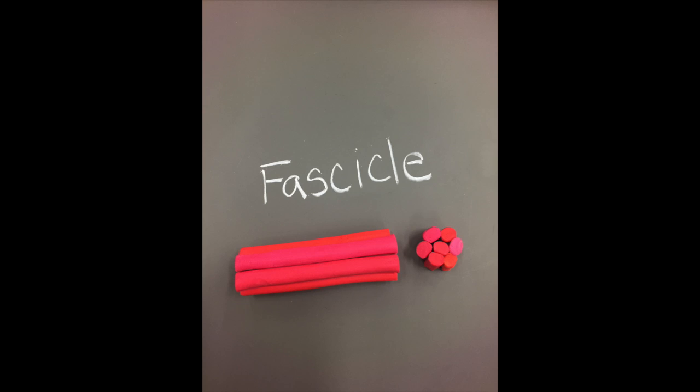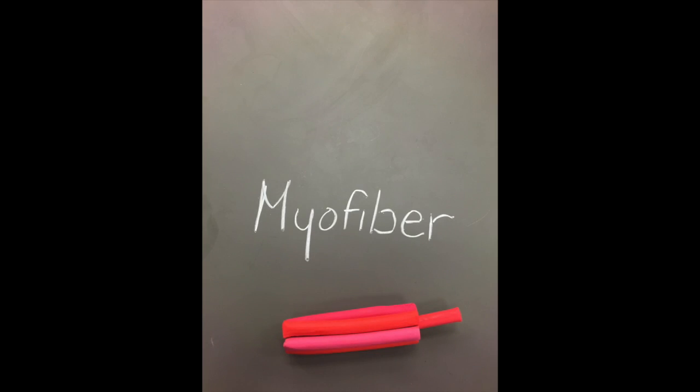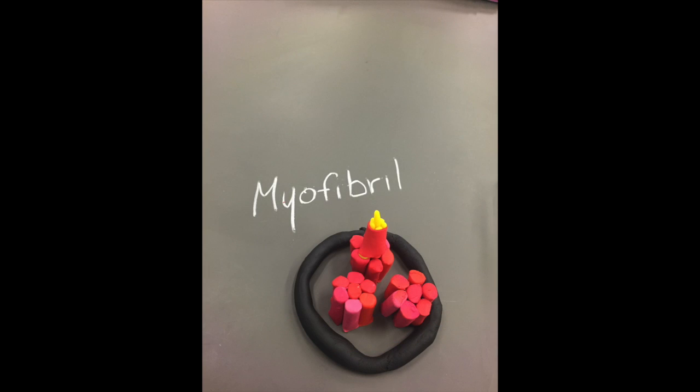Muscles are made of bundles of fascicles. Fascicles are made of myofibers. Myofibers are made of myofibrils.